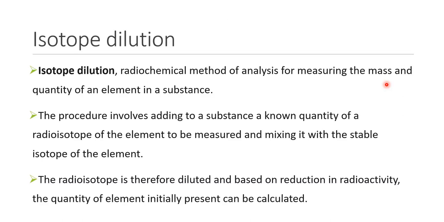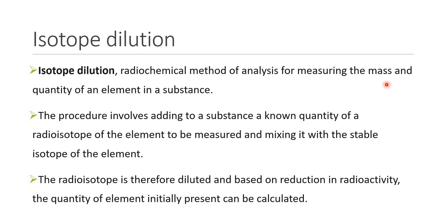We will now move to a concept called isotope dilution. This is one of the applications of radioisotopes. It is a radiochemical method of analysis for measuring the amount of a particular substance. Suppose we have a particular element or a particular compound which is present in a sample, but we don't know the amount and we want to estimate it. So what we can do is take the radioisotope of the same element or a radioactively labeled compound, and measure the initial specific activity.